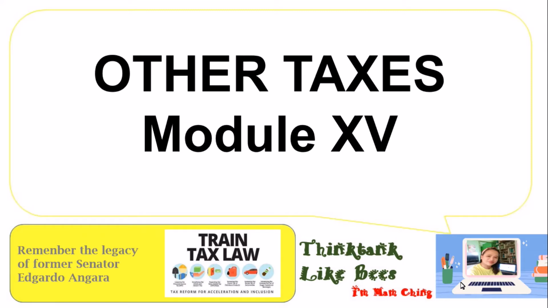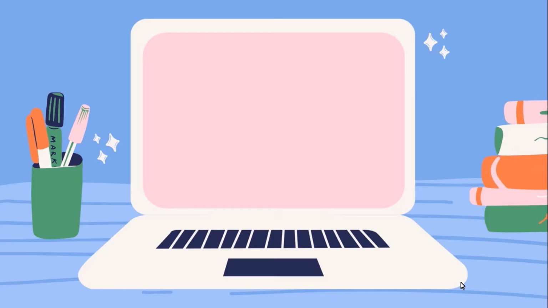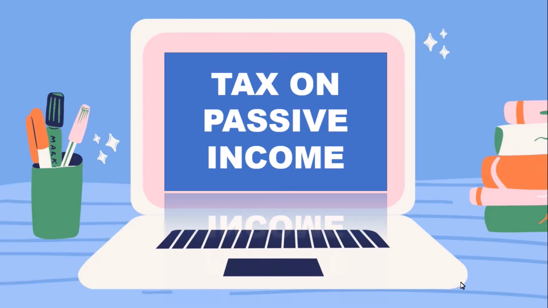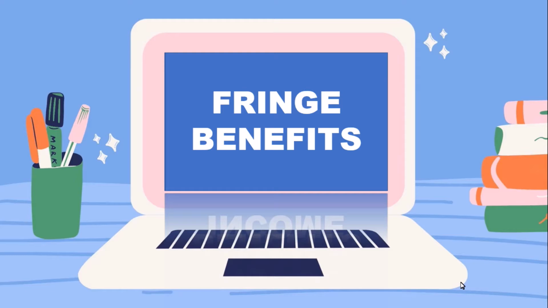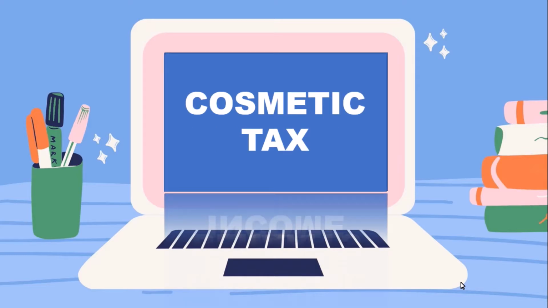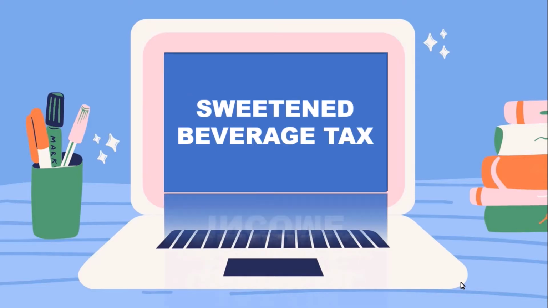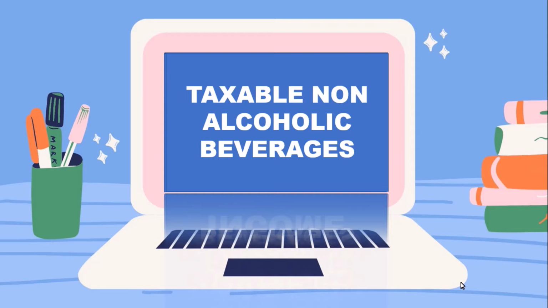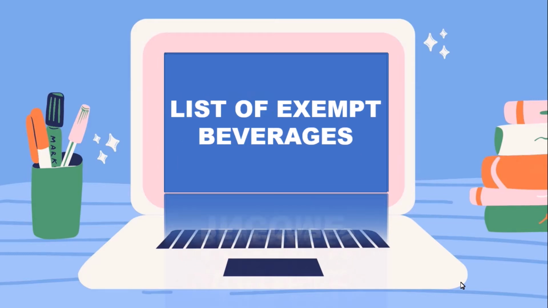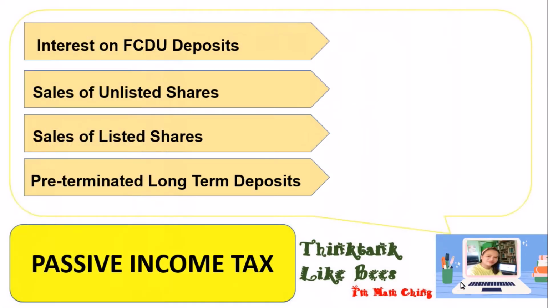So it is also under the TRAIN Tax Law. So let's start. Our discussion will start on the following: first, computation of tax on passive income, the fringe benefits, the cosmetic tax, the sweetened beverage tax, the taxable non-alcoholic beverages, and the list of exempt beverages. So let's start with the passive income tax.